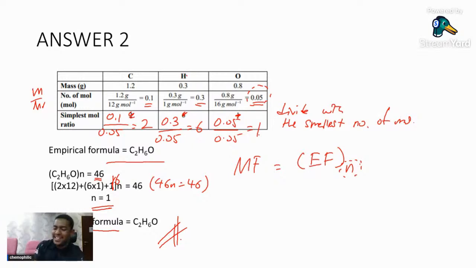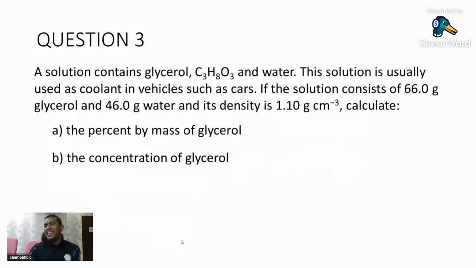Okay, let's start. Next question 3. A solution contains glycerol, C3H8O3, and water. So this question says usually coolant and so on. A solution consists of 6.1 gram of glycerol and 46 gram of water, and the density is given. Calculate the percent by mass of glycerol. And then they ask you the concentration of glycerol.